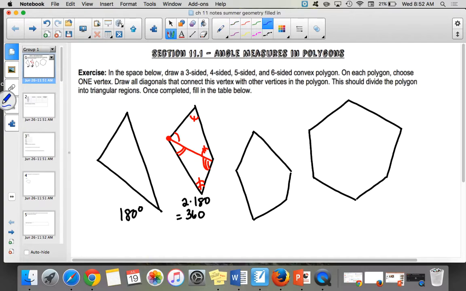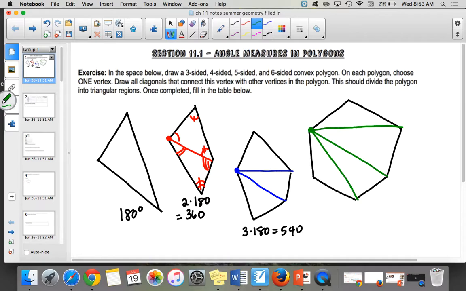Well, when we draw the diagonals on the next one, only going from one vertex, so I go across and I go across again. How many triangles are formed now? 3 of them. So now we have 3 triangles, and all of the angles in each triangle make 180. So I have 3 of the 180s, and 3 180s ends up being 540. And then on this last one, from one vertex, we draw 3 diagonals. So now we have 4 triangles, and 4 times 180 is 720.